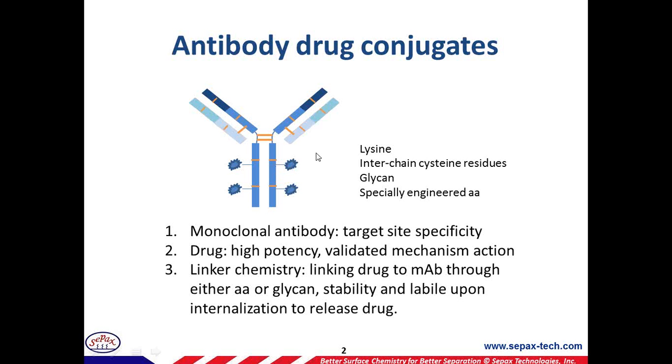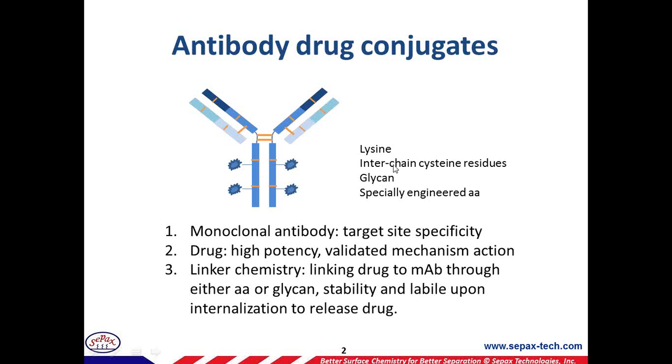To make ADC work for cancer therapies, the MAB is really for target site specificity. And the small drug here needs to be of high potency and also have a valid mechanism of action. The linker chemistry is also important, as it links the drug to the MAB through different conjugation sites. We're going to be talking a little bit about those later. It needs to be stable, but also needs to have a release mechanism, upon internalization, to release the drug.